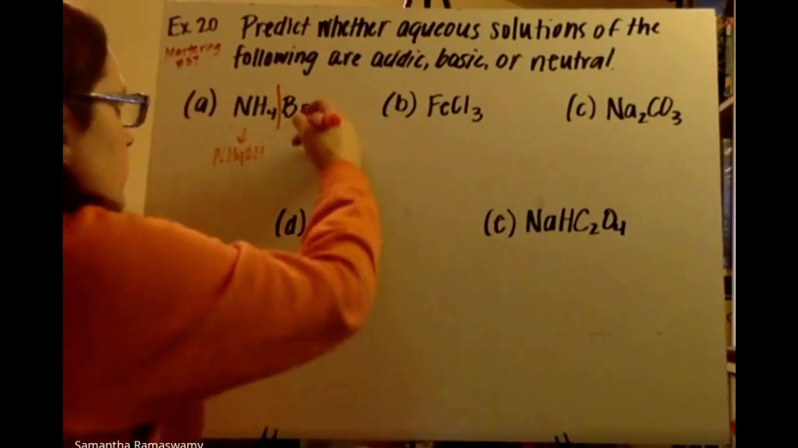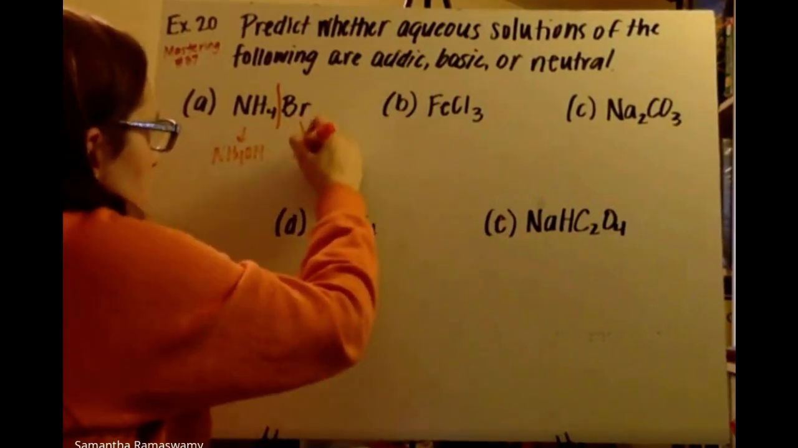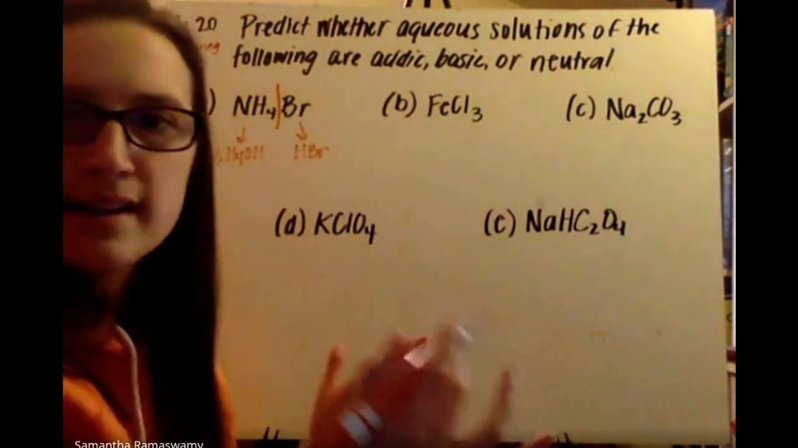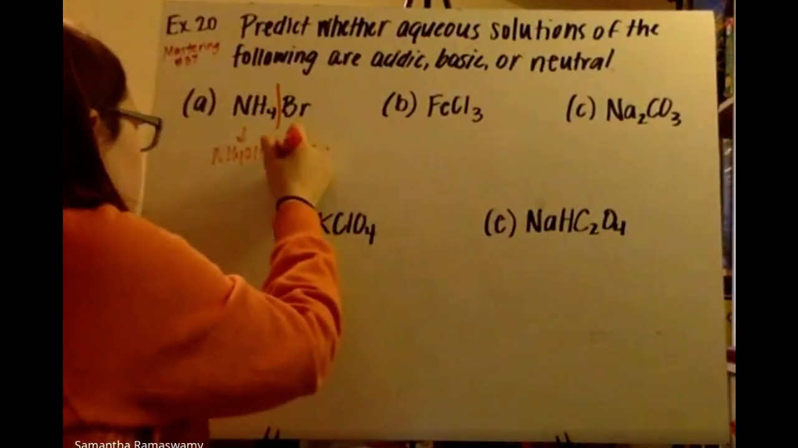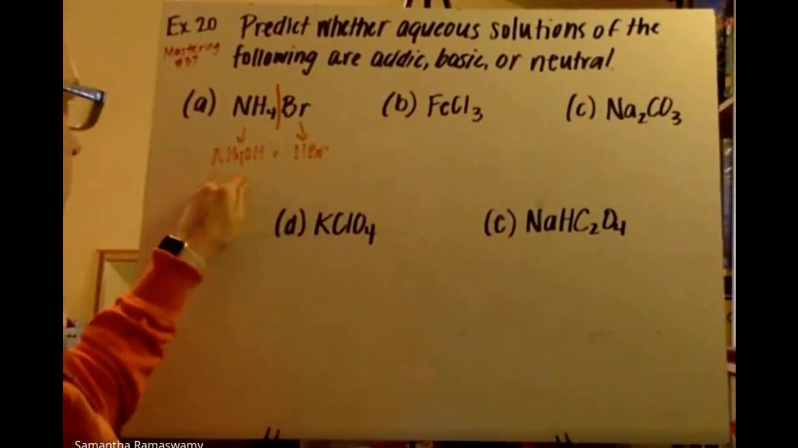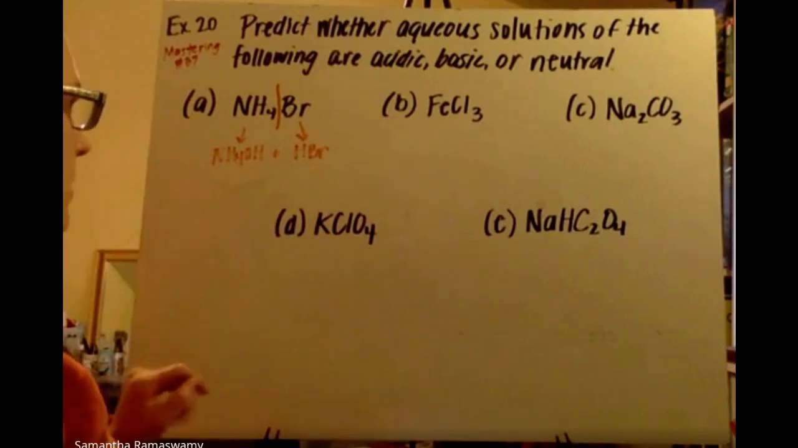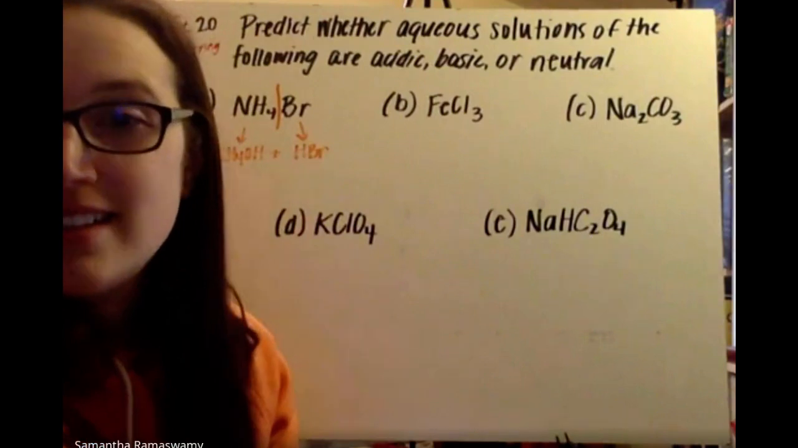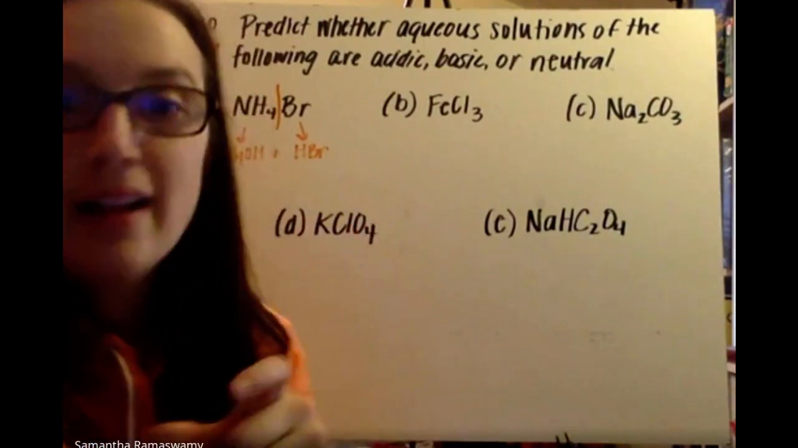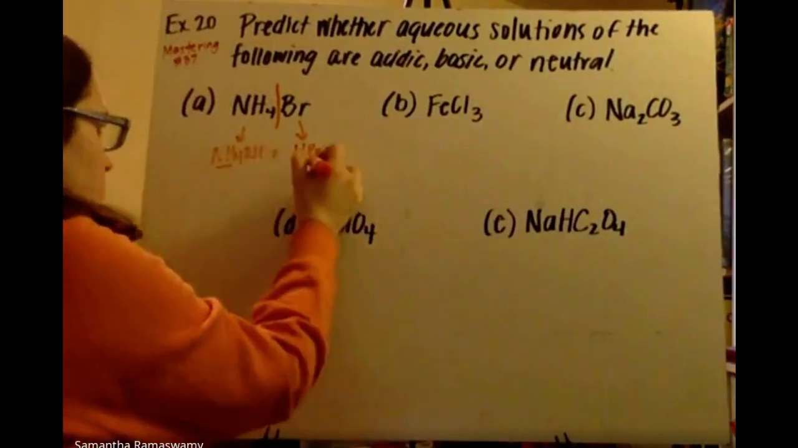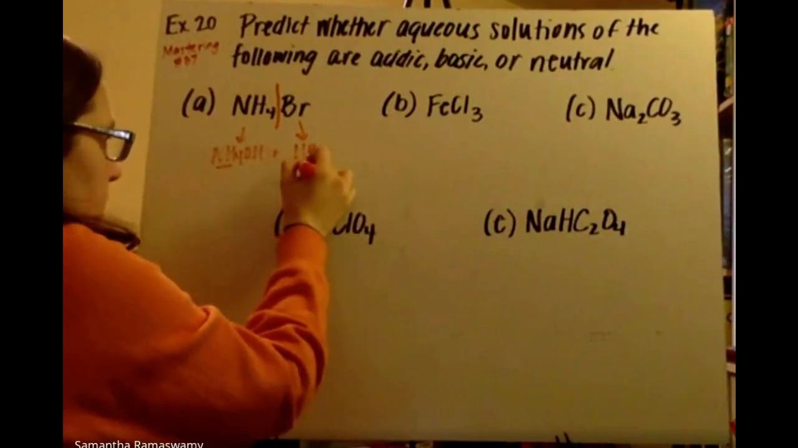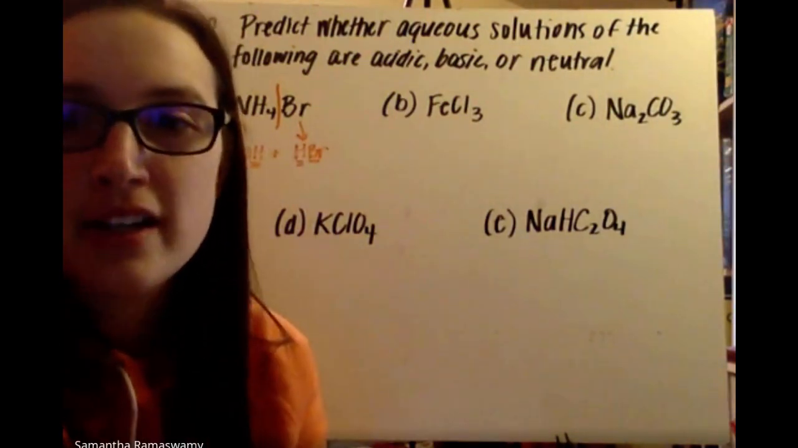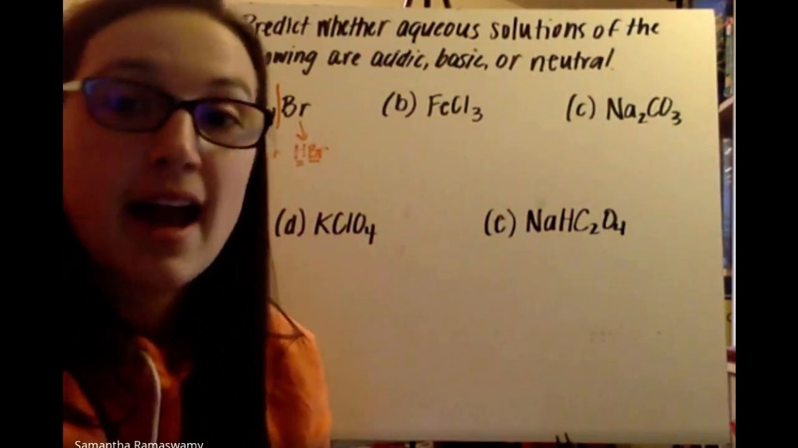Br- comes from HBr. Here's how we get the salt. I'll show you the acid-base reaction. If I react NH4OH plus HBr together, it's a double replacement reaction. NH4+ is going to combine with Br-, and then we get H and OH, which is water. An acid-base reaction produces water and a salt.